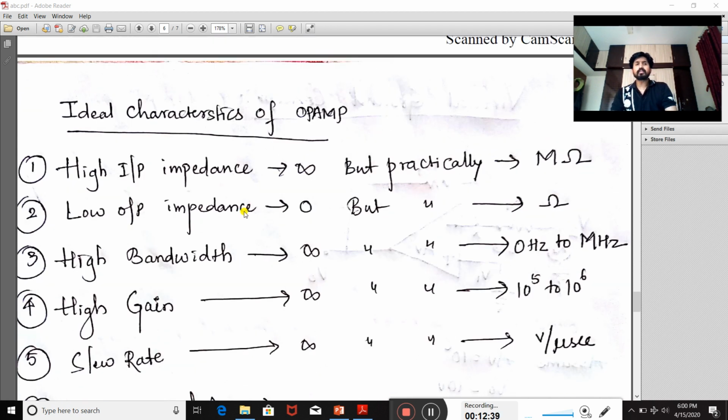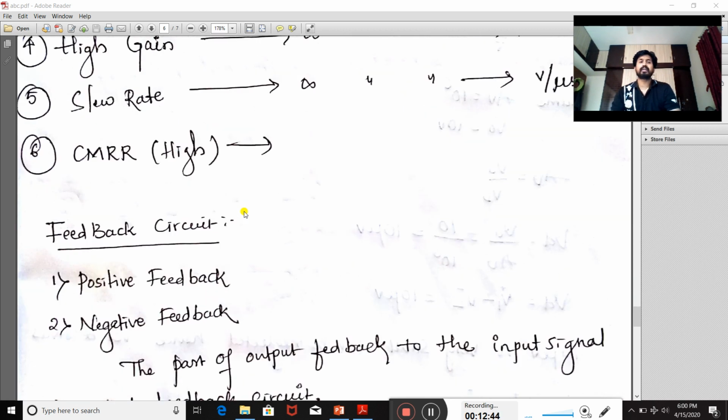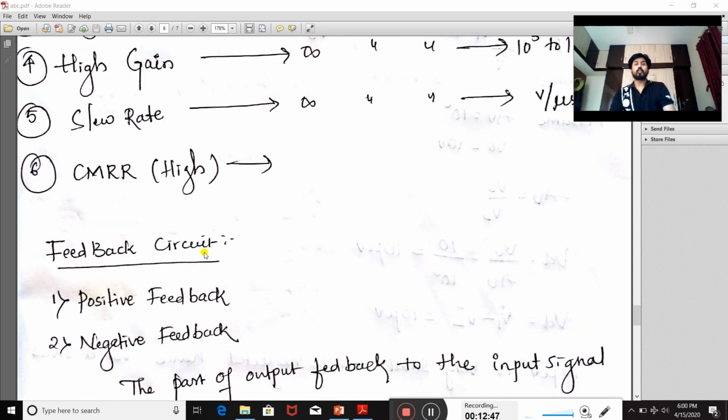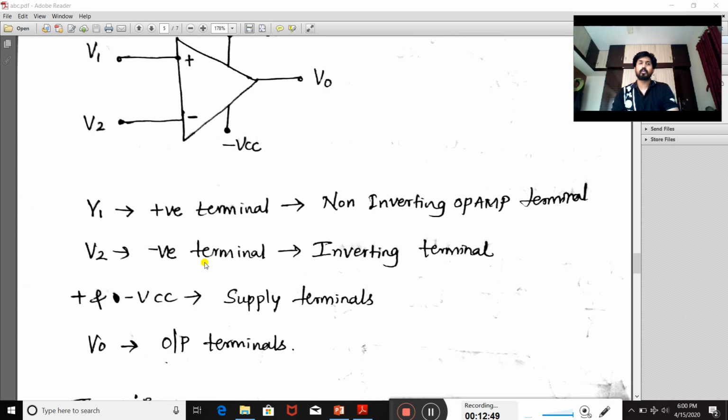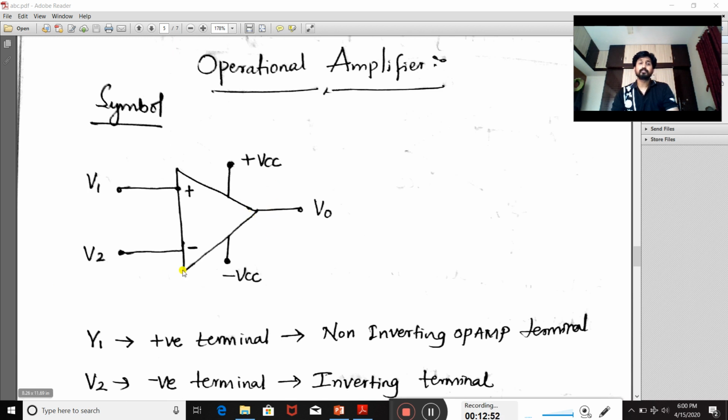Now along with these ideal characteristics, I would like to explain another point, that is the feedback circuit. So what is a feedback circuit, we'll see now. This is called open loop connection, and the open loop gain of this operational amplifier is in terms of mega. If I want to control the gain of this open loop operational amplifier, then a feedback circuit is required. If you want to control that gain, you need to connect the output signal to the input side.